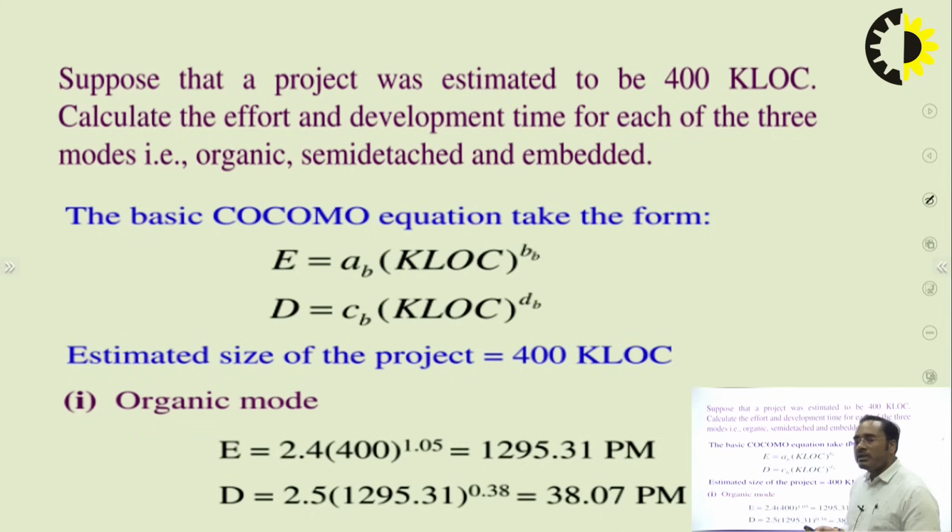Similarly, you can calculate the value of D by using C subscript B and D subscript B for the organic model. By putting in the values of C subscript B, D subscript B and KLOC, you can easily calculate the value of D. So with both formulas, you can calculate E and D for the organic model.